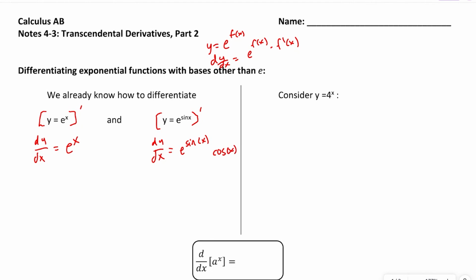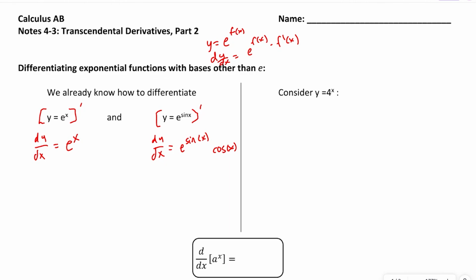But what we don't know how to deal with is an exponential equation where the base is not e. So let's think about y equals 4 to the x. Here's an exponential function where the base is 4. And so I'm going to do a little mathemagic here to get us to the derivative. You're not going to have to replicate this, but I think you might find it a little interesting.